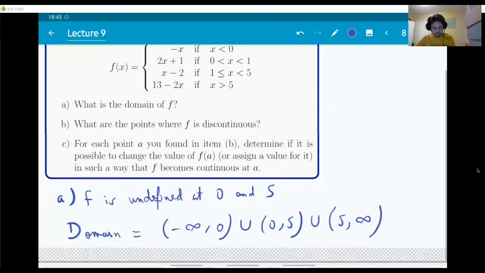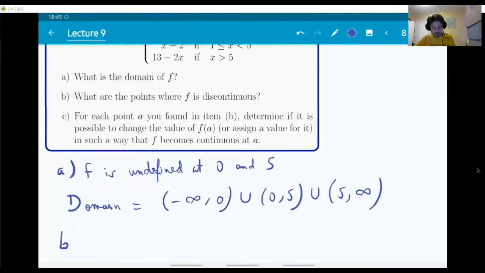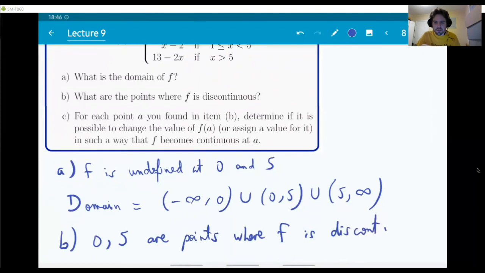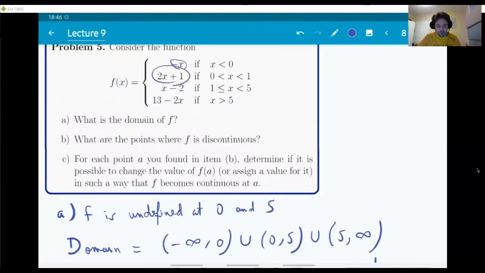This is a domain. Now, what are the points where it's discontinuous? 0 and 5 are points where f is discontinuous, simply because it's not defined at those numbers. So we knew that already, that continuity requires f of a to be defined. But there might be also other points where it is discontinuous. In the case of a piecewise function like this, where each piece is a continuous function, that can only happen at the places where it breaks, like 0, 1, and 5 in this problem.